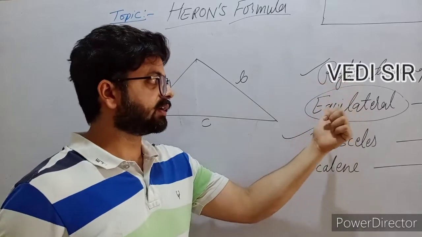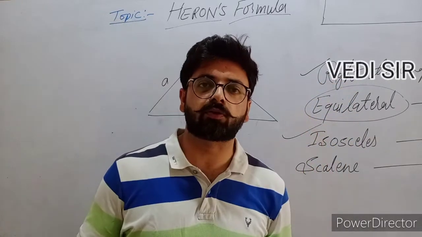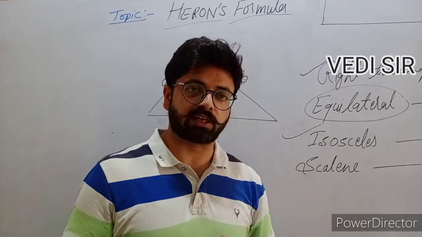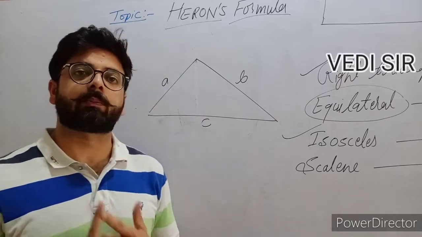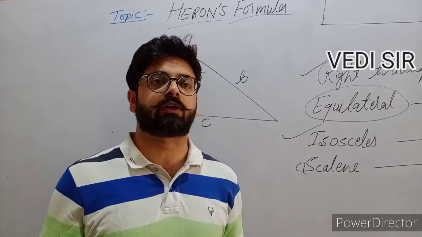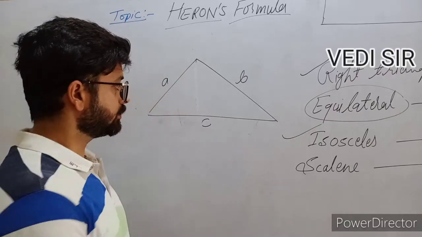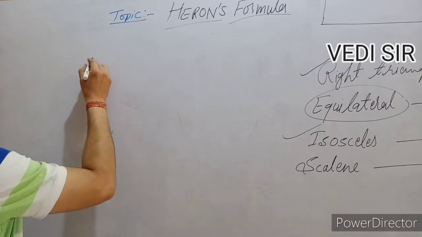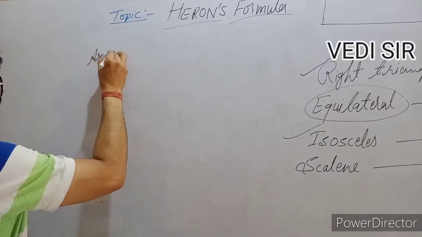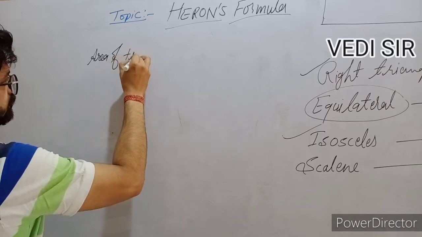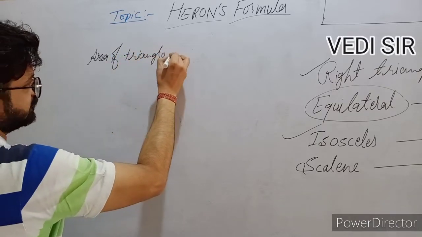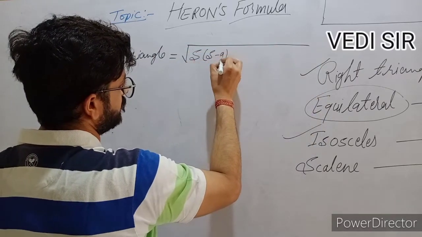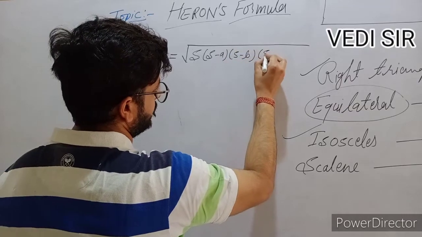So for right angle, equilateral and isosceles triangles you can find the area when all the sides are given, but in a scalene triangle you will not be able to apply half of base into height formula. So guys, I am telling you what is Heron's formula, what he gave. Area of triangle is equal to root of S into S minus A, S minus B, S minus C.